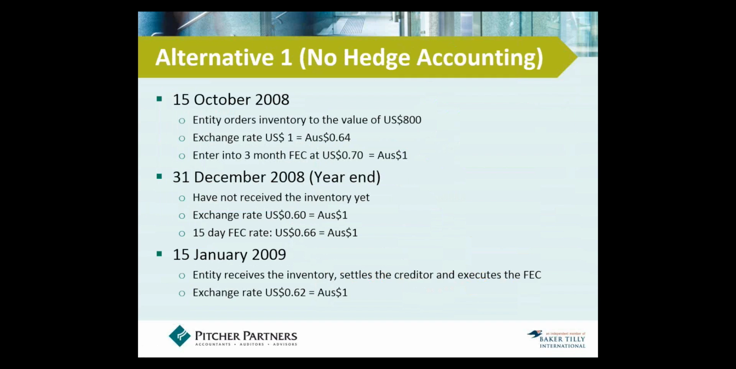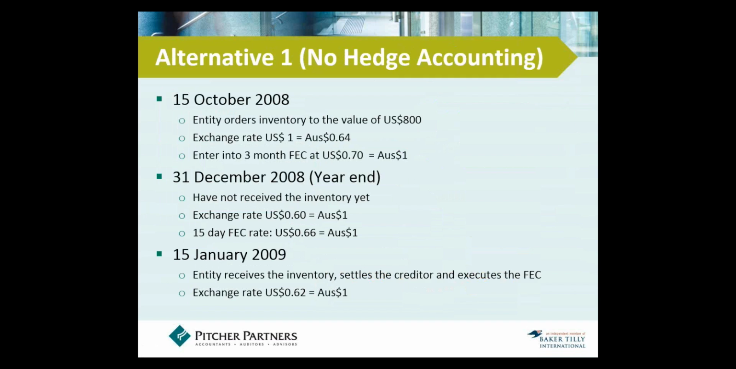So that's a common mistake in practice, that we think we've got a 3-month foreign exchange contract, and therefore we ask the bank for the 3-month foreign exchange contract rate at 31 December. You should look at settlement and look at the rate of a contract at year end to settle at the same date. So that's why I give you the 15-day rate. And then on the 15th of January, the entity receives the inventory, settles the creditor, executes the foreign exchange contract that they've got in place, and the spot rate on the 15th of January is 62 US cents. So that's a little bit of information.